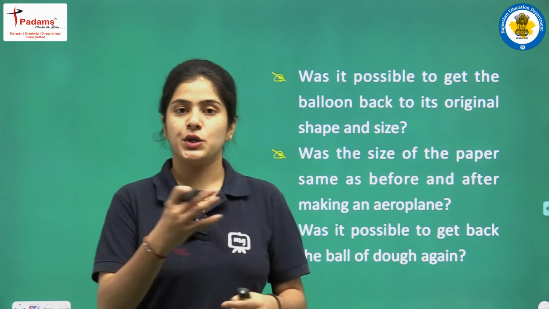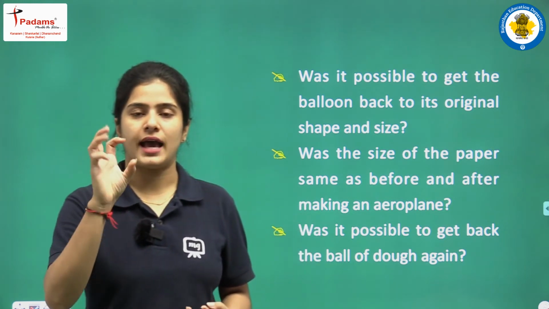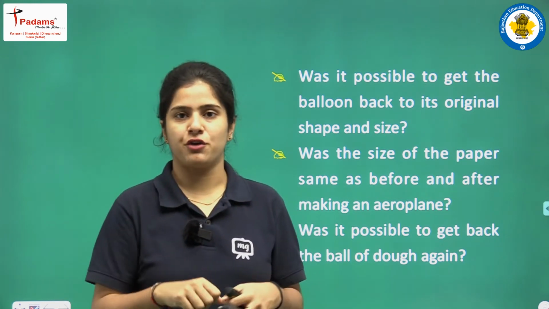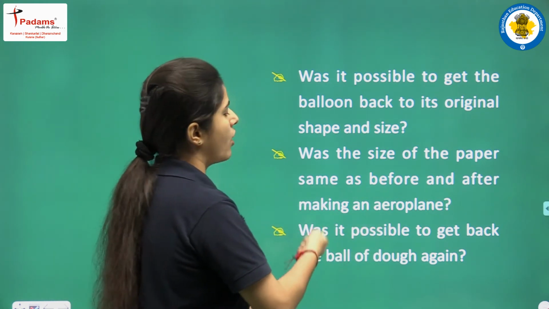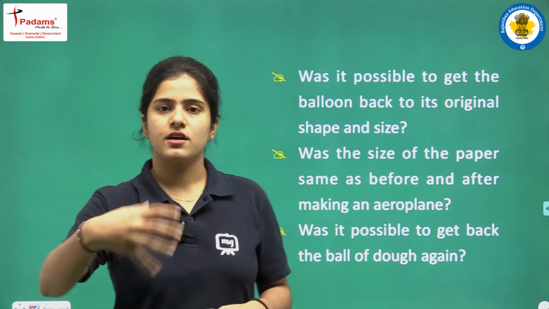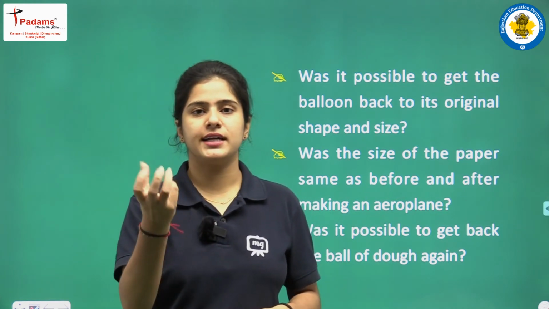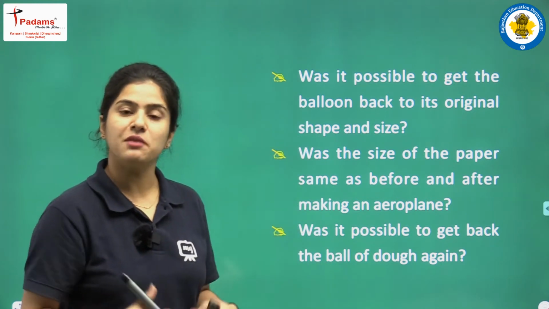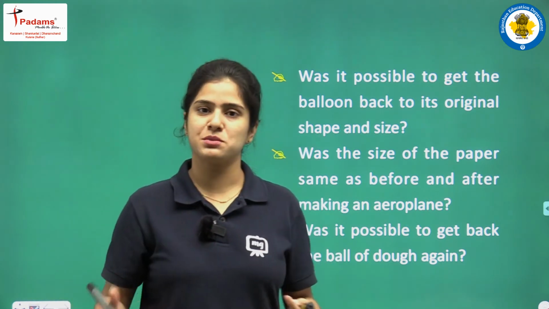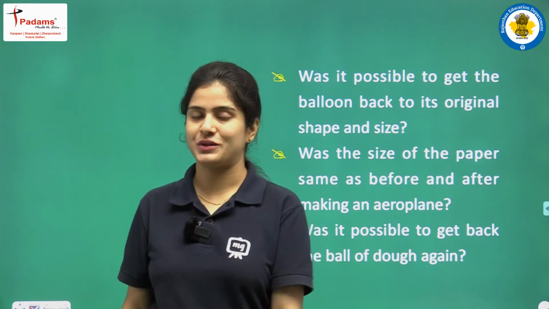In the third, you have just taken the ball of the dough and made a roti from it, right, students? So it is asking, was it possible to get back the ball of the dough again? Yes. Take that roti up, roll it up, it will be like what it was before, okay? So these three changes can be reversed, students. So these are reversible changes that can be backed off, okay, students?